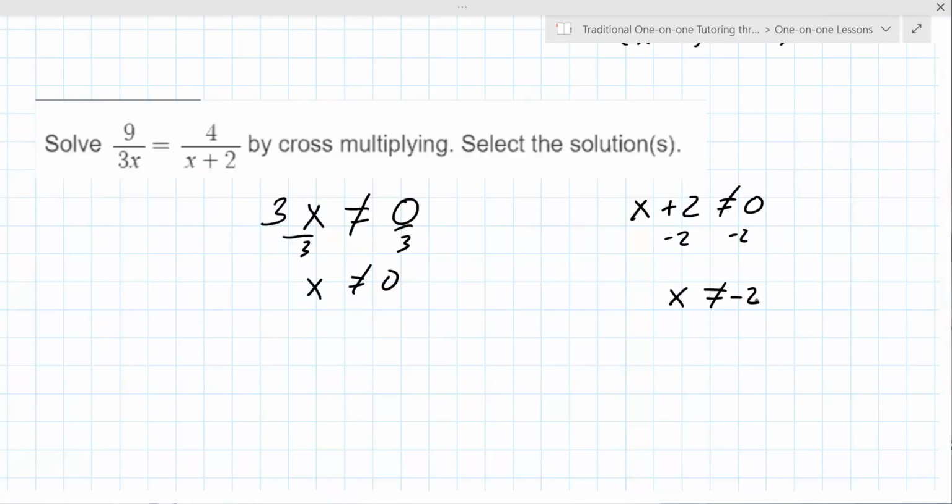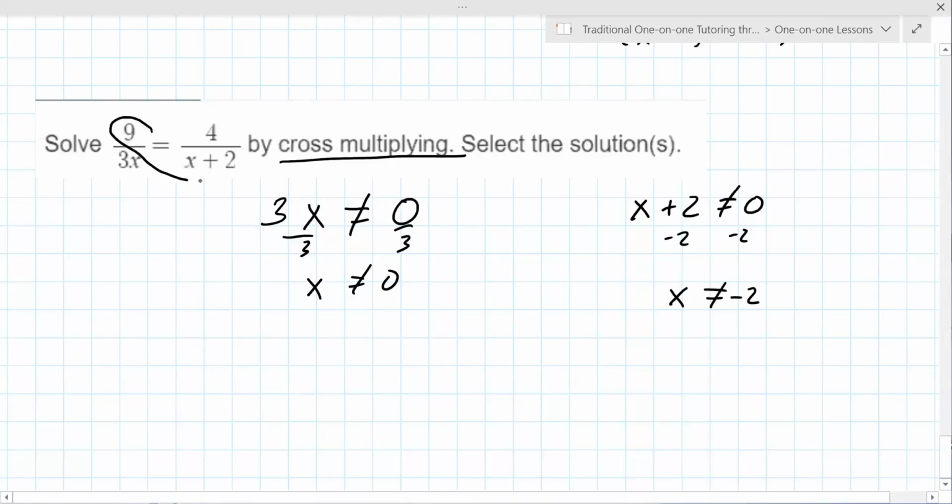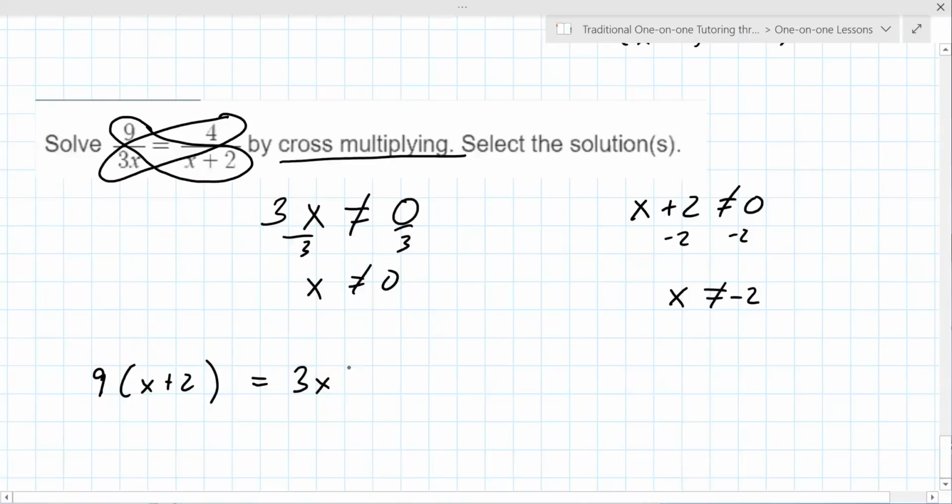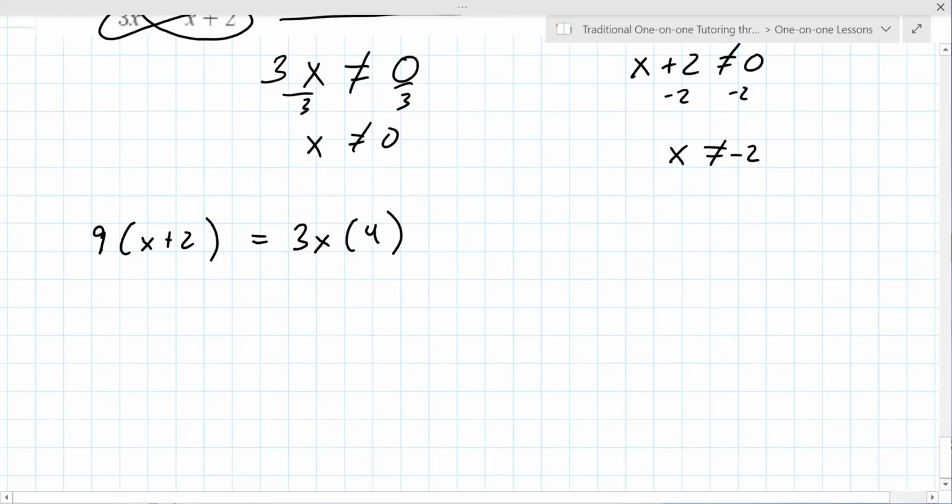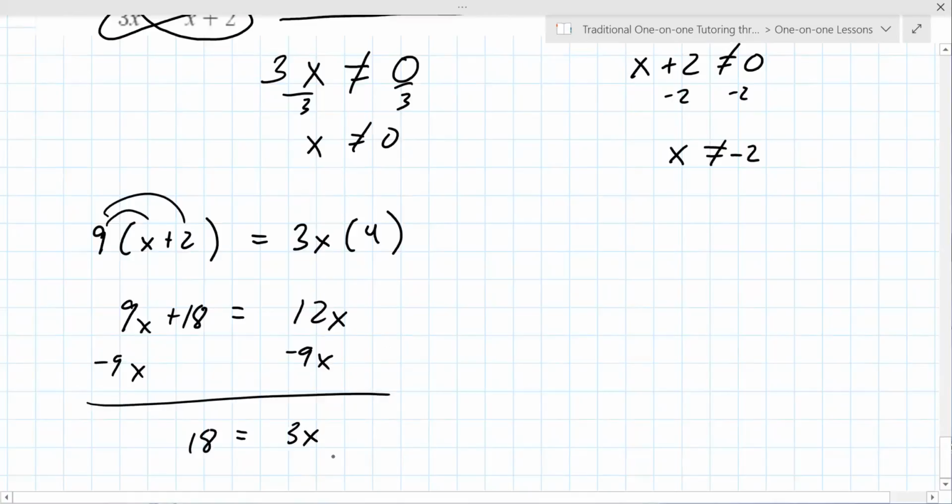Okay. All right. So now cross multiplying. Sometimes this is called a butterfly. You take this 9 and you multiply x plus 2. You take this 3x and you multiply it by 4. Okay, so now you distribute in 9x plus 18 equals 12x. And then you just solve this the way you would do with any equation. Divide by 3, so x equals 6.